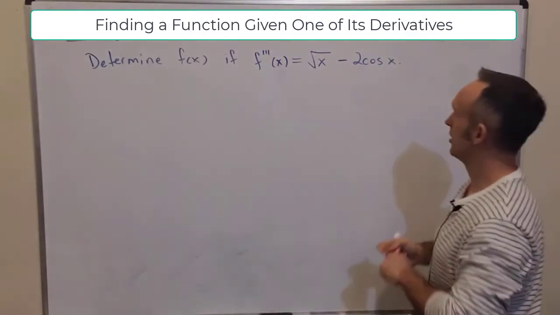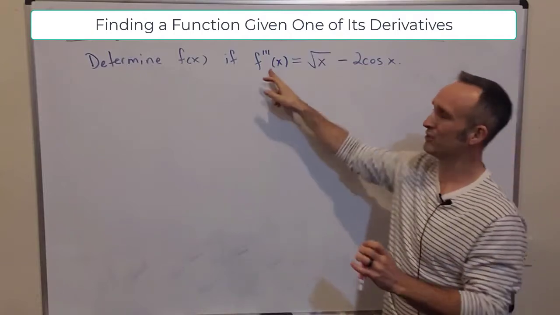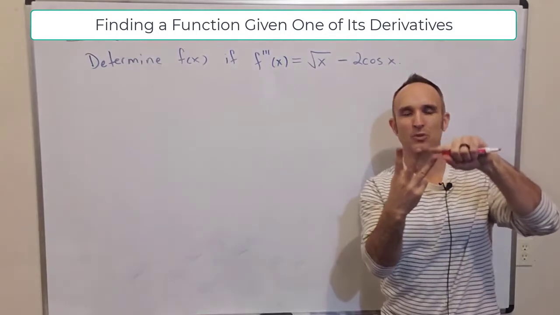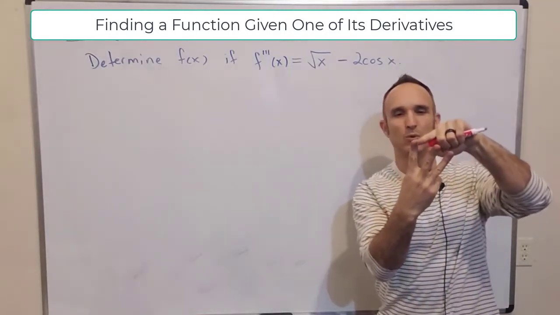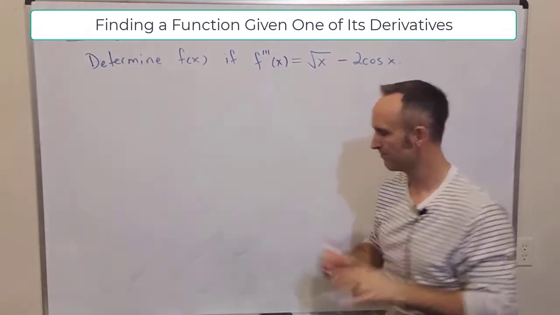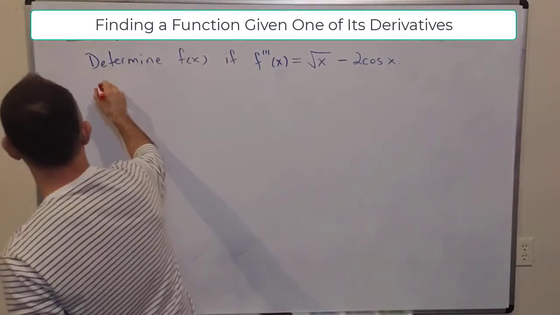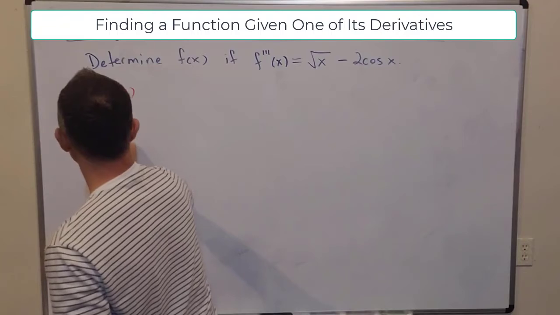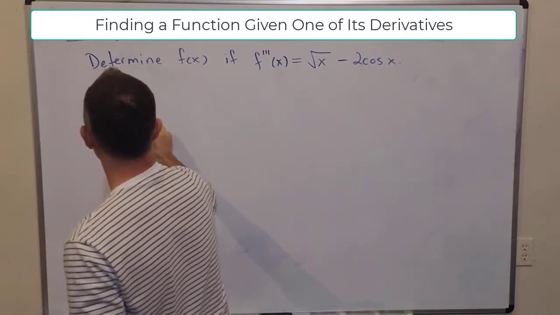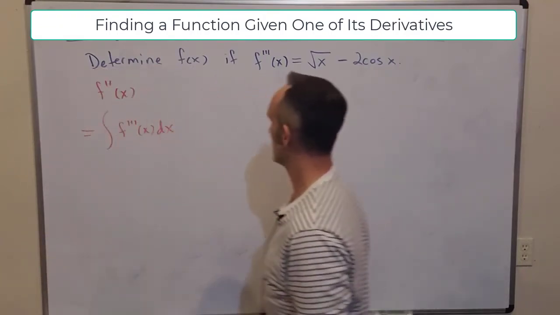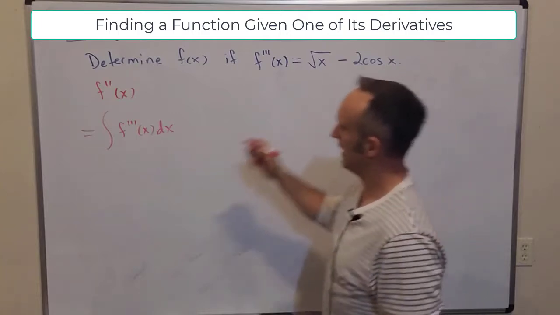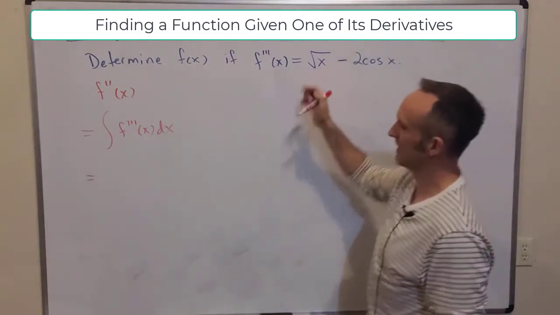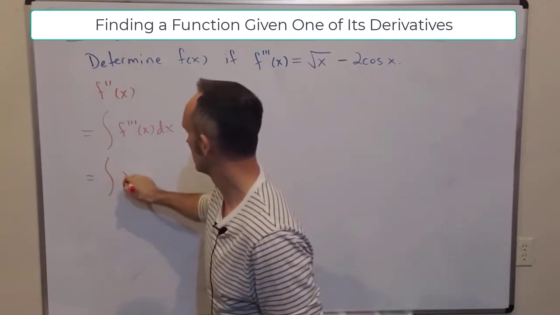So let's get started. We need to anti-differentiate this 3 times, meaning we're likely to expect 3 different constants, c sub 1, c sub 2, c sub 3. So one step at a time. Let's find f double prime of x first by anti-differentiating f triple prime of x with respect to x. And to make my life easier, I'm going to write the square root of x as x to the 1/2 power.